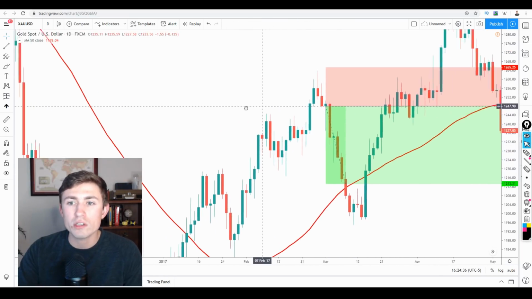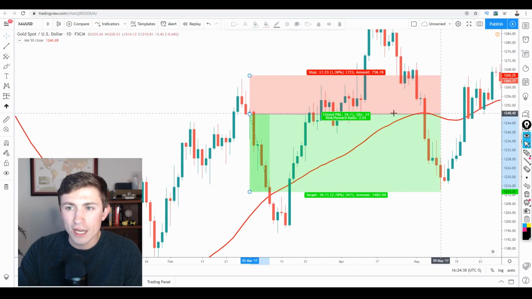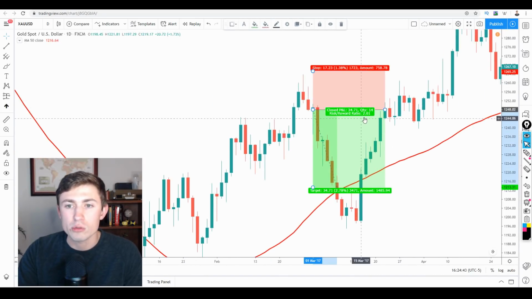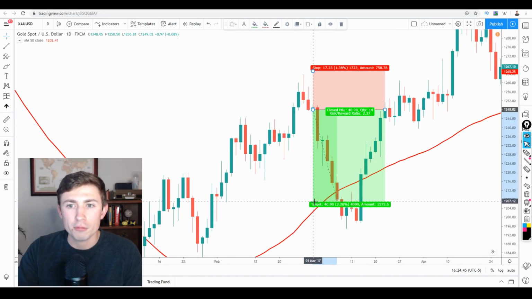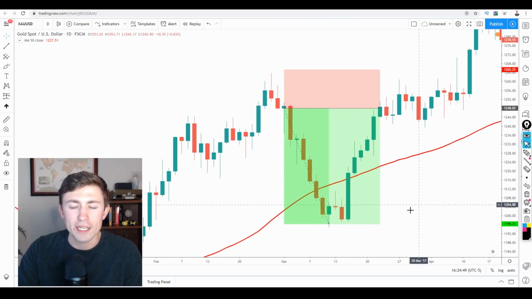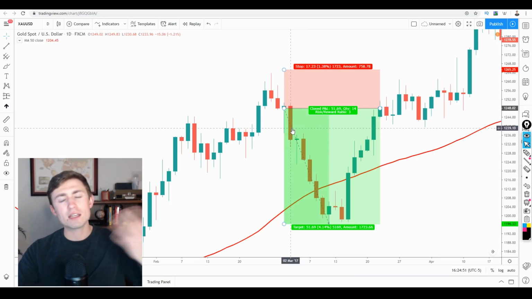Here's a 2 to 1, you can see. There's our 2 to 1. It says 2 to 1 there on the little tool here on TradingView. Let's see if we would have gotten a 3 to 1. Would we have gotten a 3 to 1? We would have just perfectly hit a 3 to 1. That's awesome. So that's the concept there.